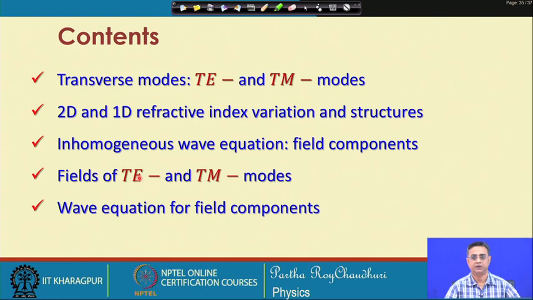A set of electric and magnetic fields put together will constitute these TE modes, and similarly for TM modes also, a set of electric and magnetic fields out of the 6 components of both electric and magnetic fields will be put together to represent these transverse magnetic modes. Then we will write down this wave equation for the field components.